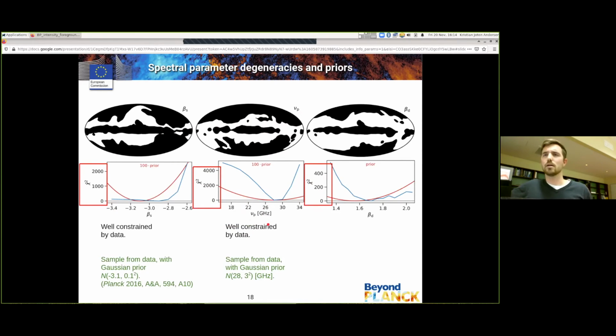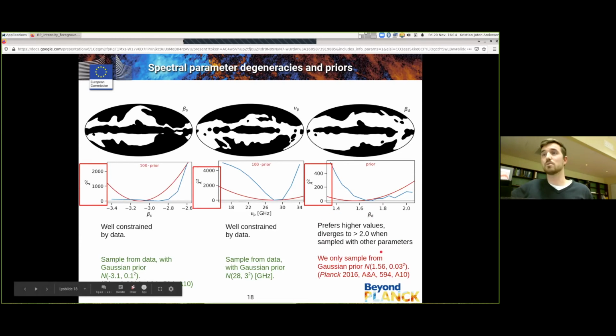While in the case of the dust beta, it's less constrained by the data, and also this is just a coarse sampling with all the other parameters frozen. When we try to sample all of them using the data, we saw that the dust beta went to high values, larger than 2, which is not physically motivated at all.